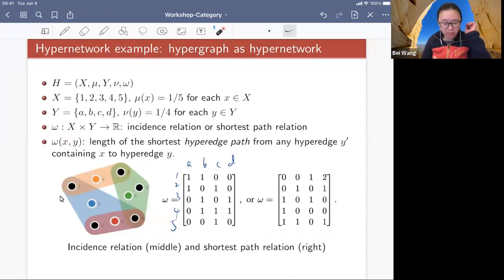If you look at this formulation, there's quite a bit of flexibility in how you model a hypergraph as a hypernetwork. You can vary the probability distribution. If you think certain nodes are important, you might vary the probability distribution over the nodes. You can also vary the probability distribution over the hyperedges, depending on prior information, and you can change this omega, which describes the relation between nodes and hyperedges. So you have a lot of flexibility in modeling your data this way.